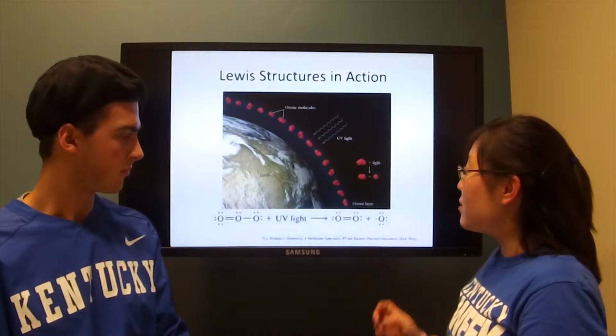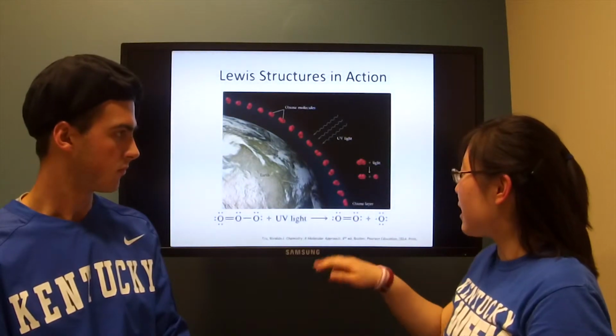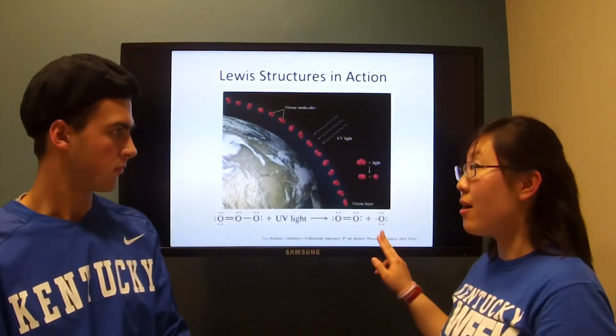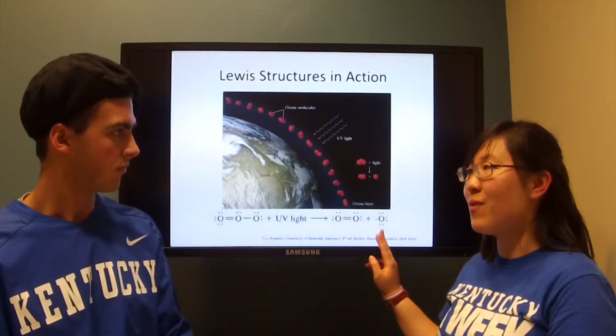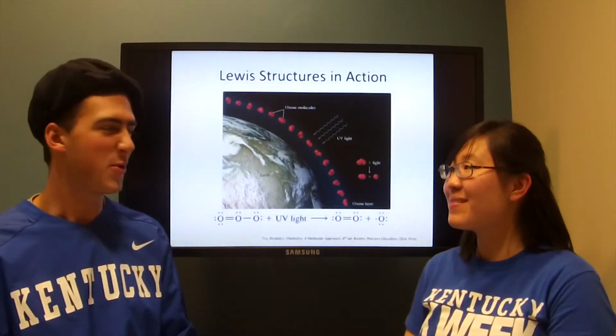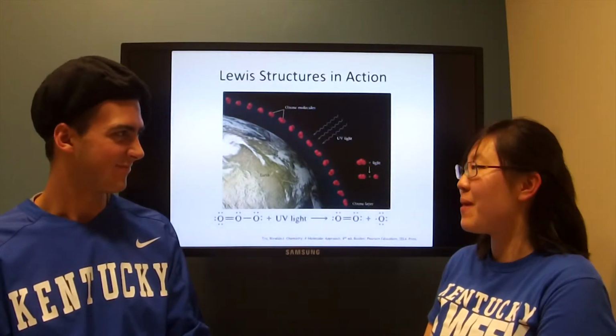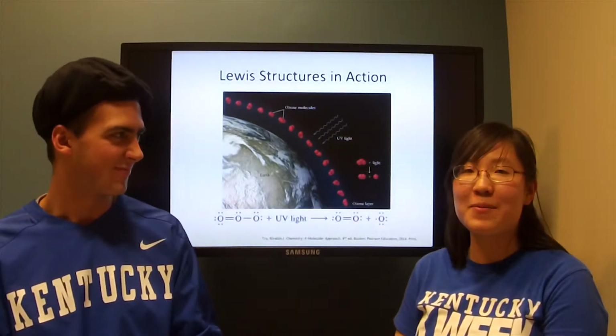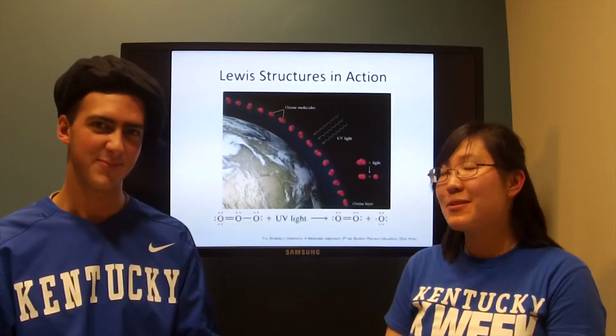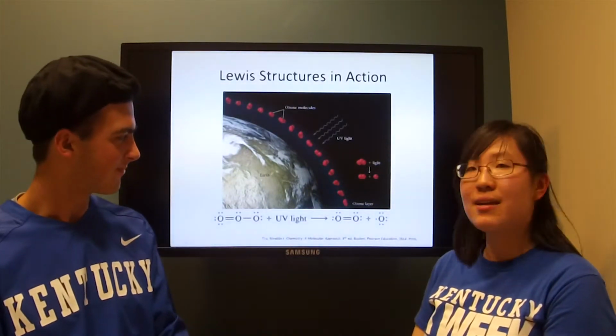Afterwards, O3 comes back together from O2 and the oxygen atom so that it can save the day once again. Wow, who knew ozone was so amazing? Right? It's just like ozone's Superman saving the Earth from an incoming meteorite. Yes, so that's how Lewis structures work in nature.